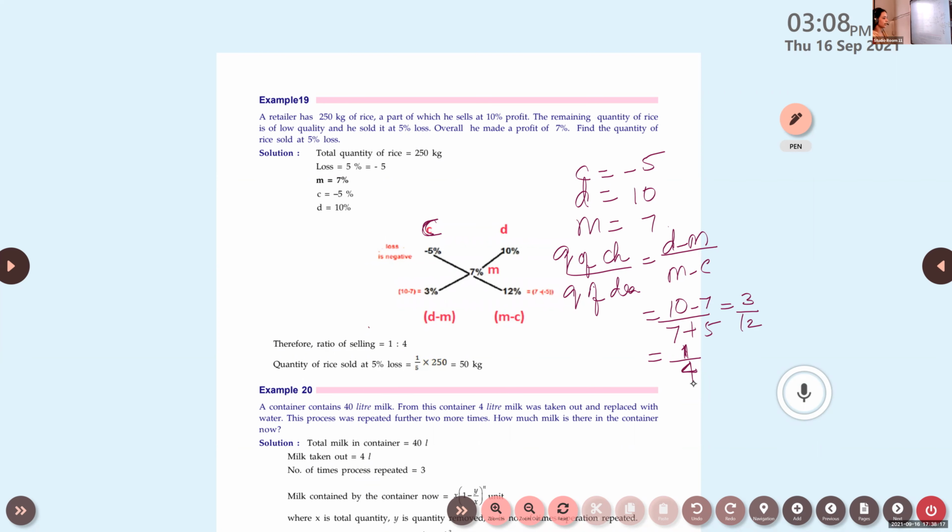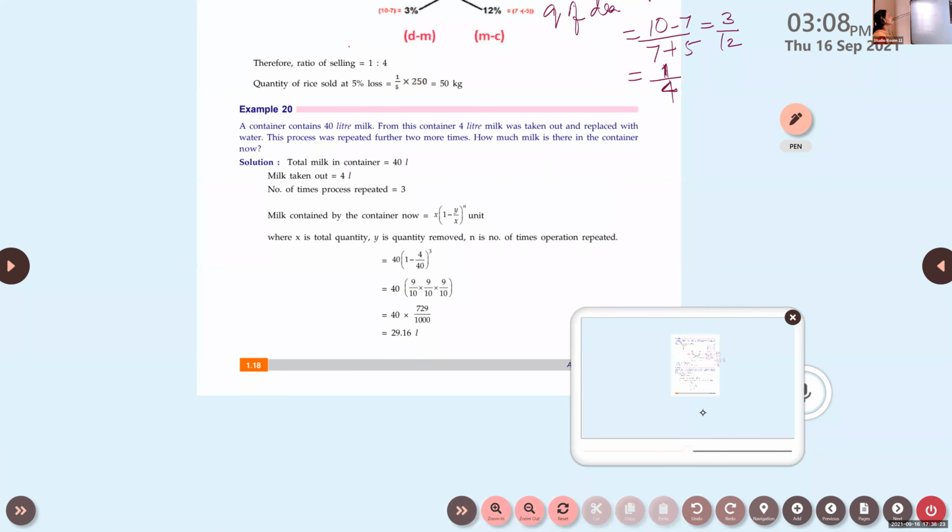Okay, now look at the next one. Look at the next question, children. A container contains 40 liters of milk. A 4-liter milk was taken out and replaced with water. This process was repeated further for 2 times. How much milk is there in the container now?